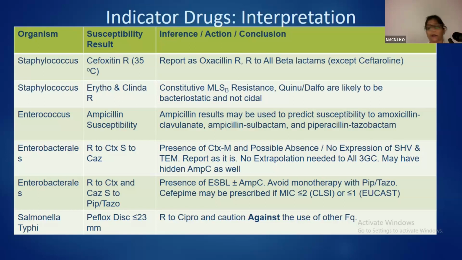So next, Salmonella typhi. You must have seen somewhere in some reports that pefloxacin is written as sensitive or resistant. What is pefloxacin? As the name suggests, it is a fluoroquinolone. And if the Salmonella typhi isolate is resistant to pefloxacin, that means it will be resistant to ciprofloxacin. And we have to be cautious against the use of other fluoroquinolones as well, because it might not be clinically successful. So this was all about it. Any queries? I know I went fast because I had very less time.